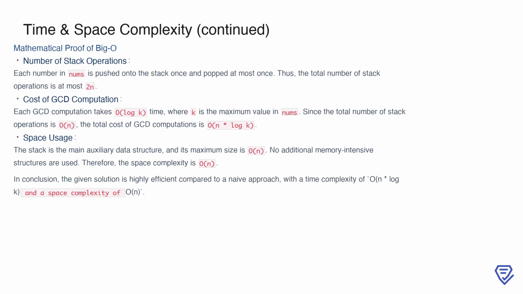To further understand the efficiency of the given solution, let's break it down mathematically. The total number of stack operations, pushes and pops, is capped at 2n, as each number is pushed onto the stack once and popped at most once. Each GCD computation, which takes O(log k) time, contributes to the overall cost. Multiplying this by the O(n) stack operations gives a total GCD computation cost of O(n * log k). On the space side, the stack is the primary auxiliary structure, and its maximum size is O(n). Since no additional memory-intensive structures are used, the space complexity remains at O(n).